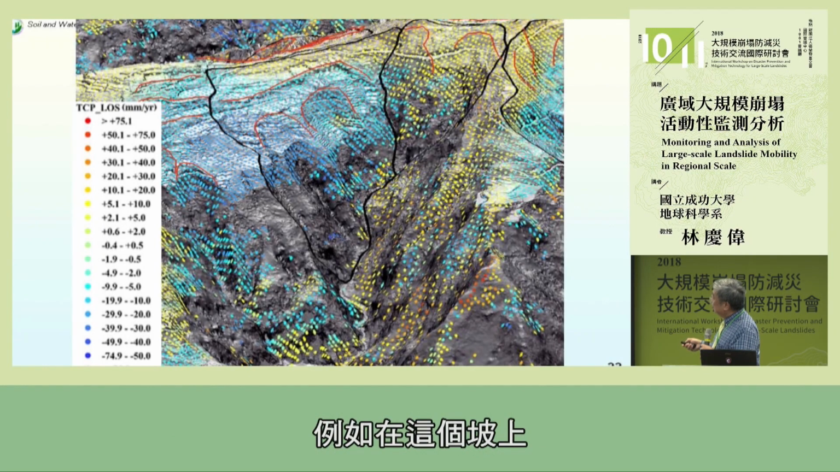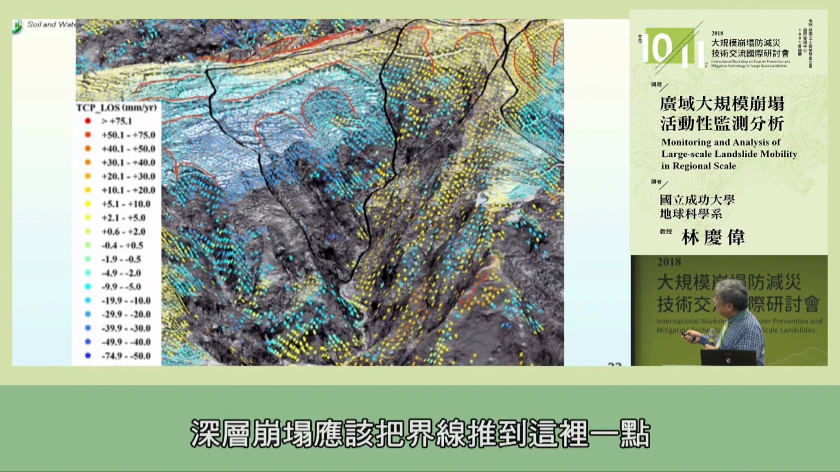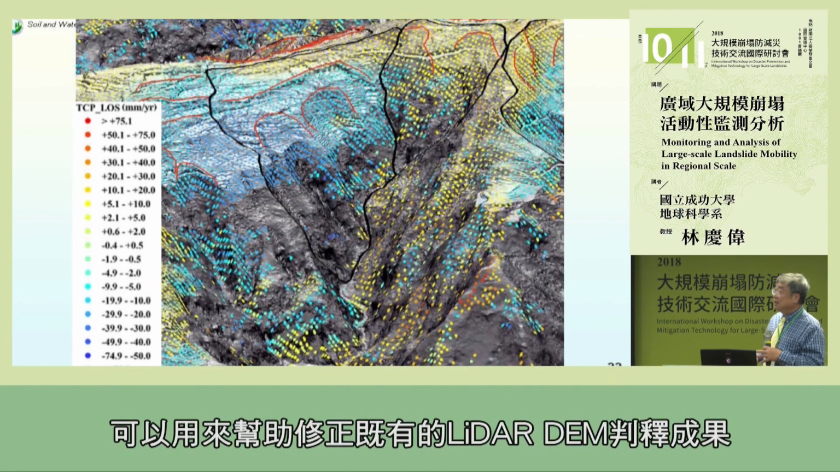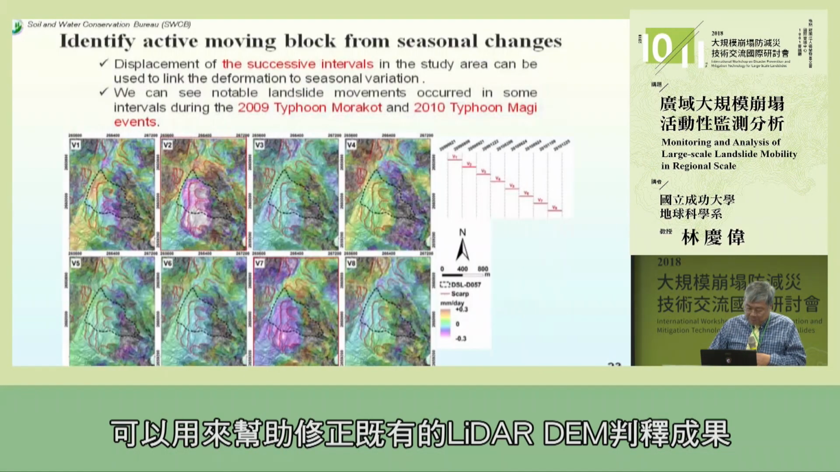So for example, in this slope, the deep-seated landslide should have the boundary a little bit more to here. If we compare with the InSAR information, it can help us modify our interpretation of the LiDAR DEM.